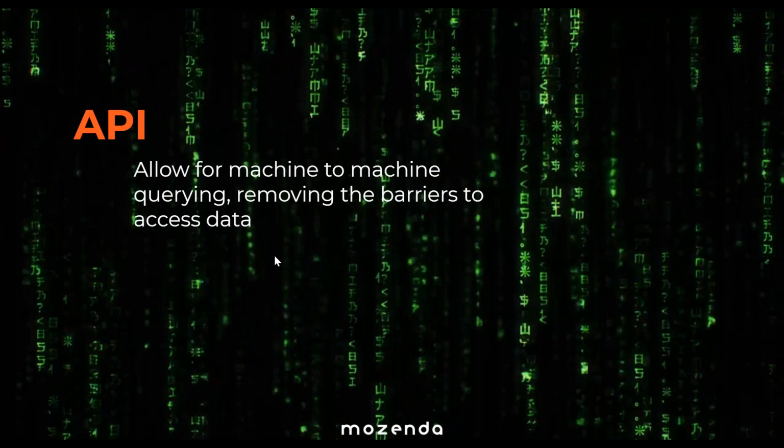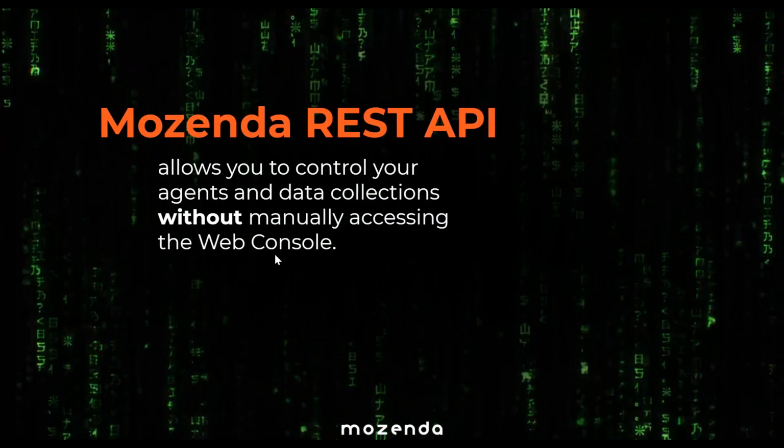So in Mozenda, this allows you to control the agents you have and the data that you have without manually accessing the web console. Our team here uses the API to query how many agents for our services team and our deliveries are in an error state or have completed, because it's able to do actions at a mass scale, removing some of the UX barriers that are there.